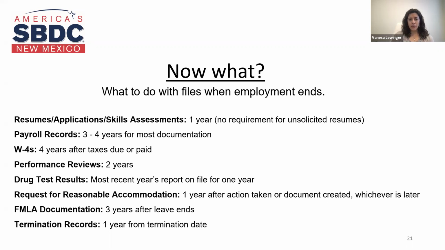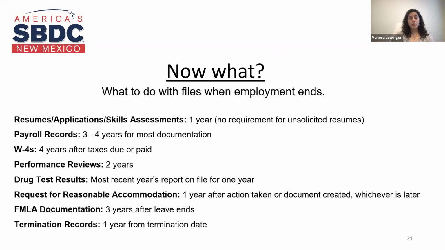So I've listed here some of the most common documents that we have for employees and what their retention limits are. We have resumes at 1 year, payroll records 3 to 4 years, W-4s 4 years, performance reviews 2 years, drug test results for 1 year, requests for reasonable accommodation through the Americans with Disabilities Act or otherwise, 1 year, FMLA documentation, 3 years, termination records, 1 year. So it's kind of all over the place.